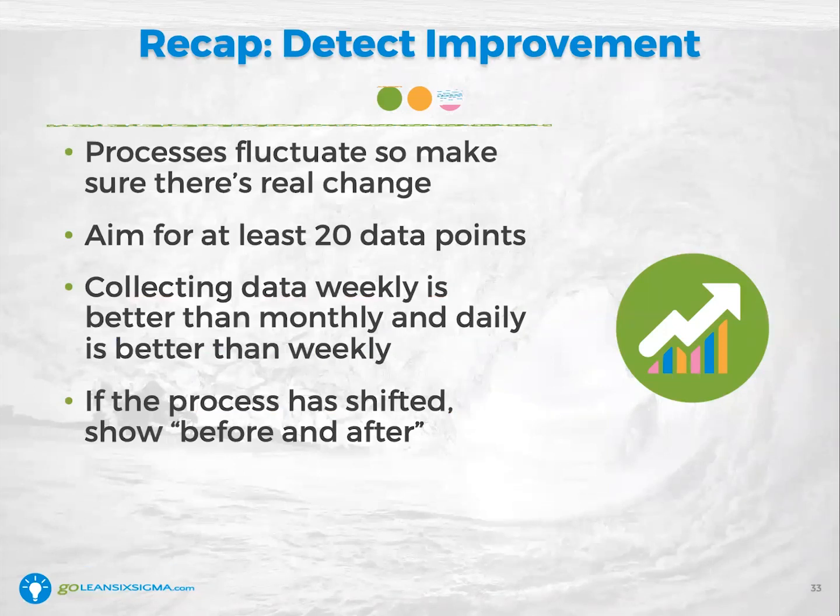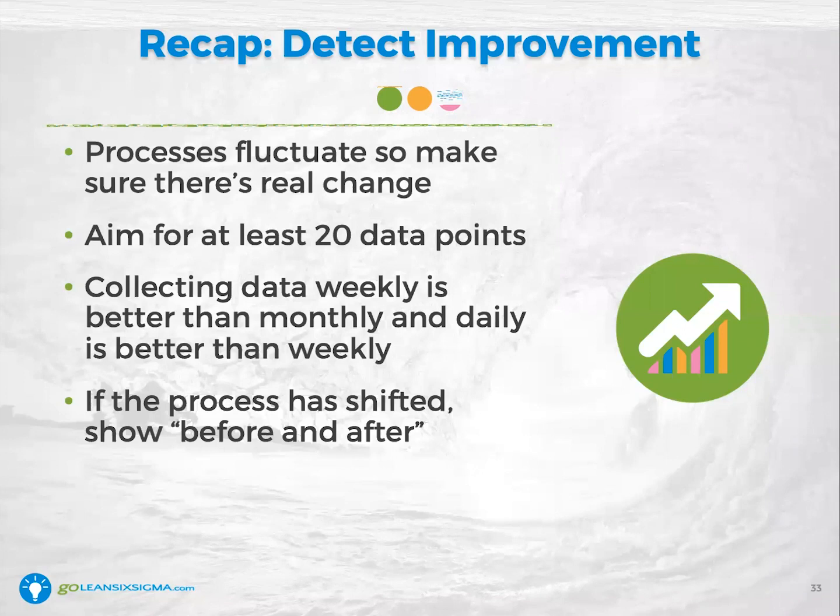Control charts require a minimum of 20 data points, and collecting data weekly is better than monthly, and daily is better than weekly. And once you've seen a true process shift, then you can show the before process as separate from the after process. And stat packages can do that for you, or you can create 2 separate charts. There's a low-tech way to do it, so don't be intimidated.